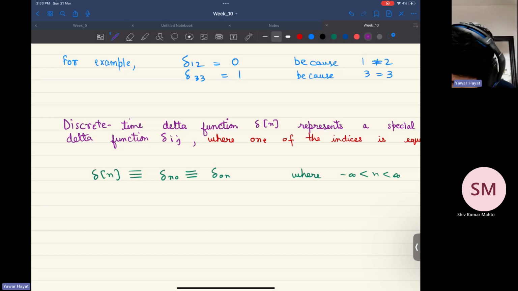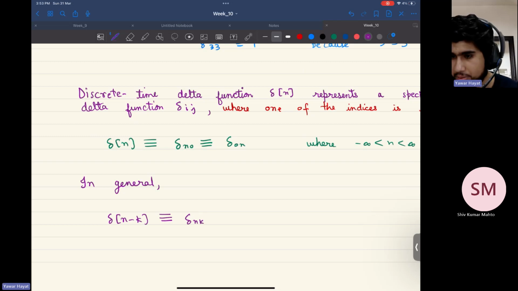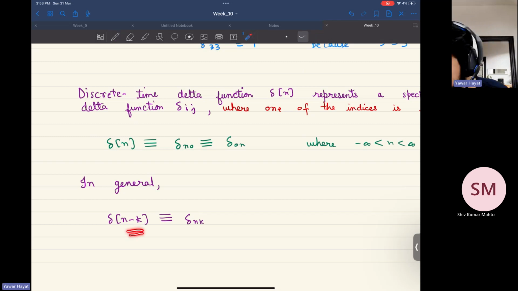Turns out it is, and in general, del of n minus k, or del of n k, because what is del of n minus k? This is equal to 1 when n is equal to k, right? And that is true for this as well. Okay, this k is fixed, right? The n will vary from minus infinity to plus infinity, and it would be equal to 1 at this k, when it takes k.